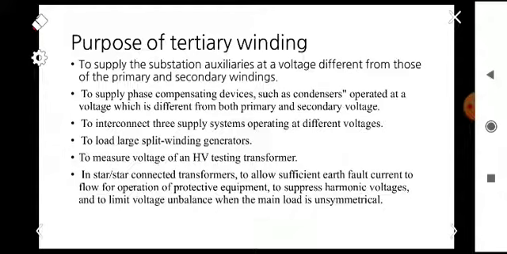When the main load is unbalanced, there may be a possibility of third harmonic current, and also zero sequence current will be there. So if you provide a tertiary winding, it will provide a path for the short circuit currents. So we can limit the short circuit current by using the tertiary winding.